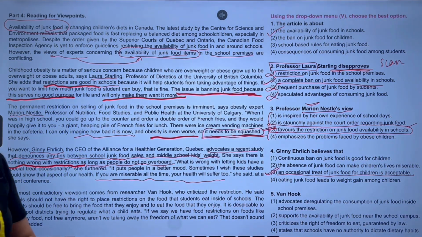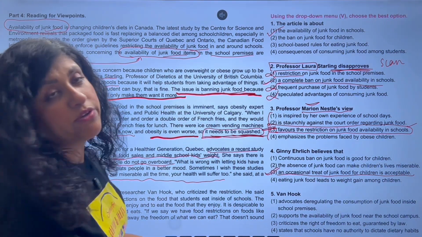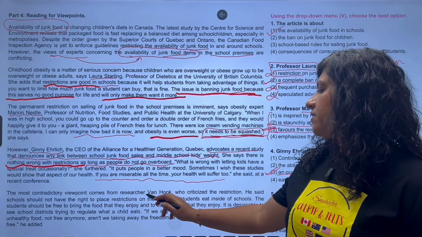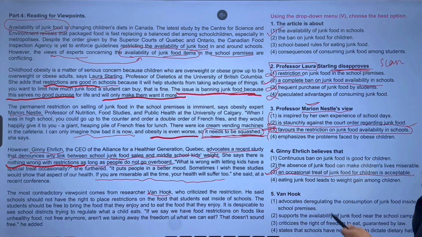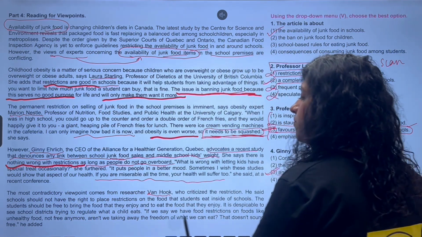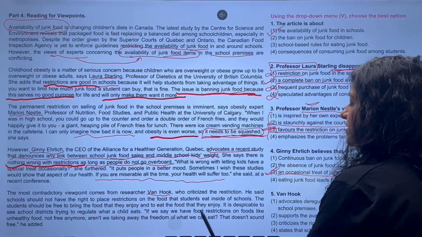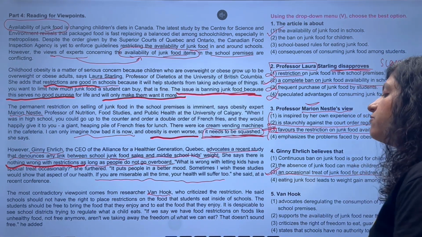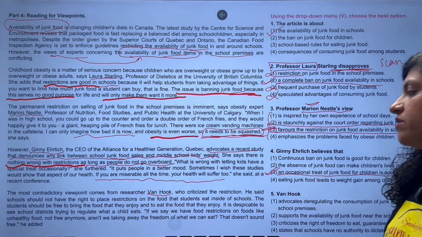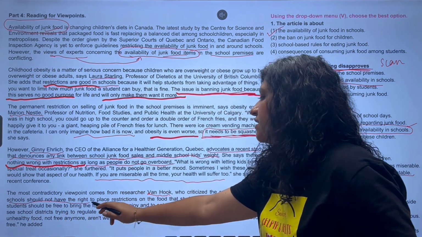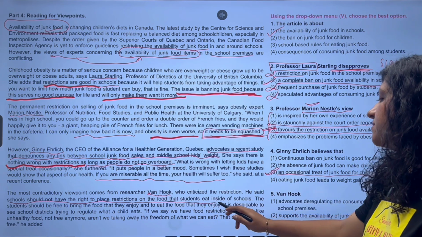And now we come to question number 4. Now we have to understand the viewpoint of Van Hook. So Van Hook is here in this paragraph. What is the viewpoint of Van Hook among these options? Now the paragraph says, the most contradictory viewpoint comes from researcher Van Hook, who criticized the restriction. He said schools should not have the right to place restrictions on the food that students eat inside of school. Schools cannot dictate what students can eat inside the school premises.